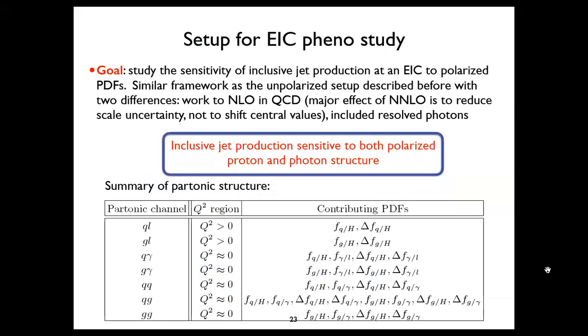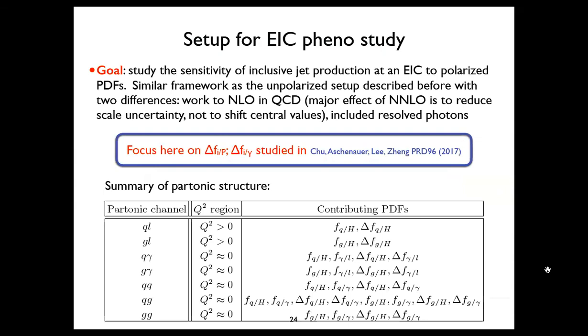So let me summarize in this table below just the partonic structures that enter the calculation you're going to see. The first two channels are the usual ones associated with deep inelastic scattering at high Q squared. They're the quark-lepton and gluon-lepton scattering channels. The sensitivity to PDFs that they have is shown also on this table. There's a host of processes that come from collinear splittings that are shown in this table as well. And their sensitivity to both polarized proton and polarized photon PDFs is shown. Now, just one comment on the study I'm going to show you here. Our focus is going to be on studying the polarized distributions of the proton. There's actually a nice study of the polarized distributions of the photon in the literature. So we didn't focus as much on that.